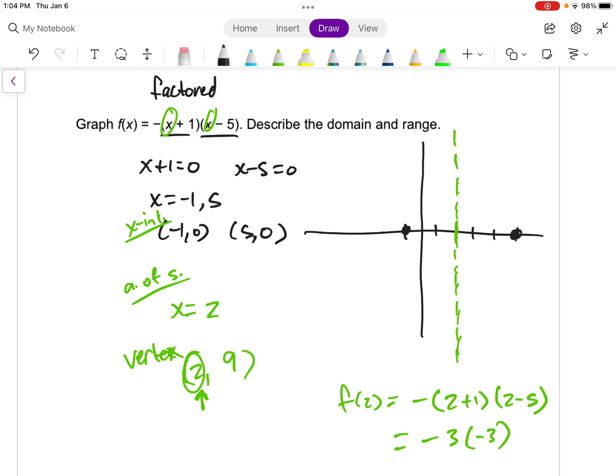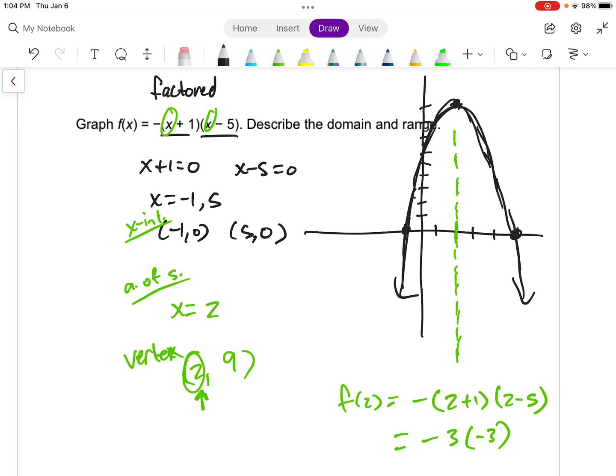So I'm going to go up here. I should have made my graph larger, but 1, 2, 3, 4, 5, 6, 7, 8, 9. My vertex has to be there at (2, 9). And I don't care if you find other points. You could, but this is enough for me. If you know where the vertex is and the x-intercepts are, then I think we're happy. So there's my parabola right there.